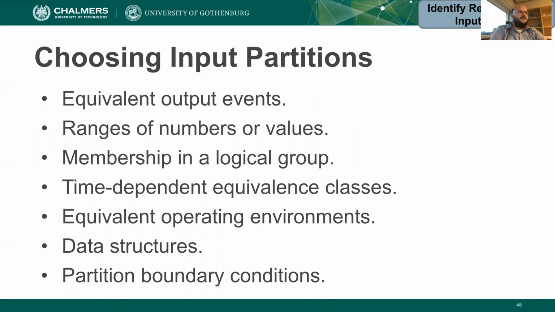right? So a few things you can do is that you can look at equivalent output events, see if you can group input values based on the outcomes they trigger. You can look for ranges in numbers or values. What are some different discrete ranges of input values that can be provided that might give us different outcomes based on the context they're used in? You can look for membership in some kind of logical group. Can we group these inputs based on how they're used, what kind of context the method uses them in? Do members of this group trigger similar behavior?